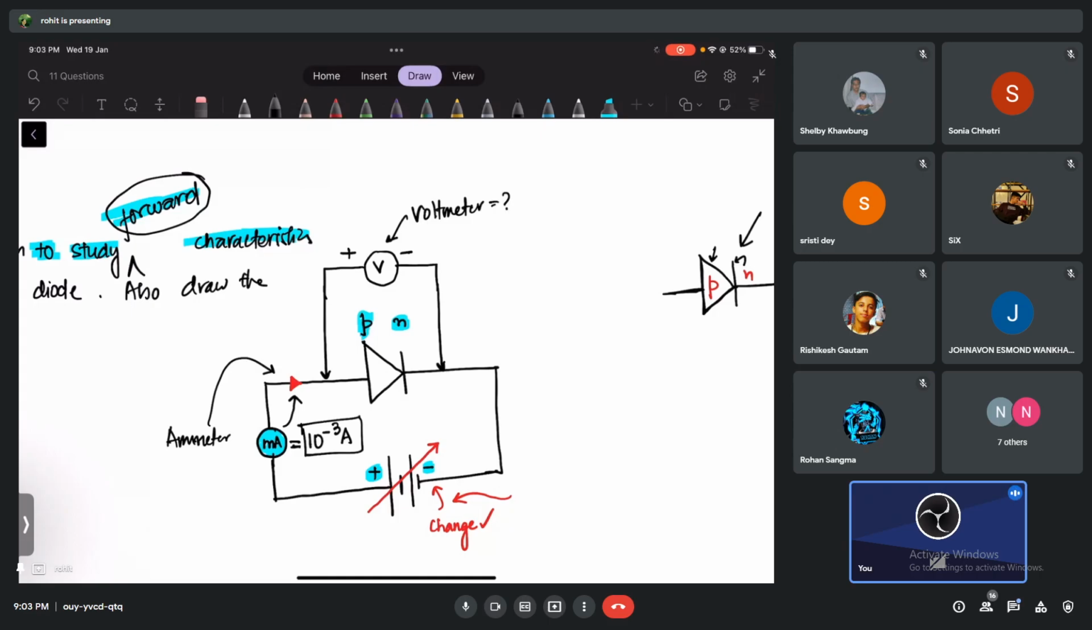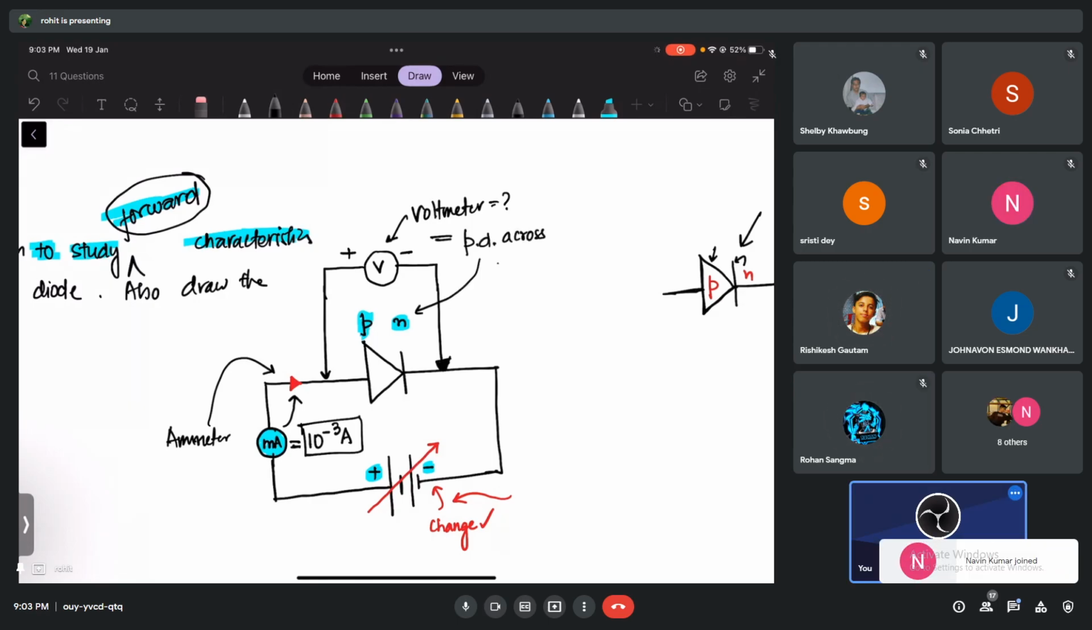Help us to calculate what, guys? Potential difference across whom? Across the PN junction. Across the diode. Okay, so you must be thinking, okay, why are we doing that? Okay, let me tell you.